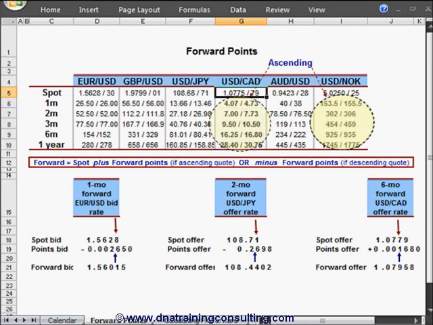For example, the quote for the 6-month Canadian dollar forward points is 16.25-16.80, which is in ascending order, while for 1 month euro, the quote for forward points is 26.50-26, which is in descending order.